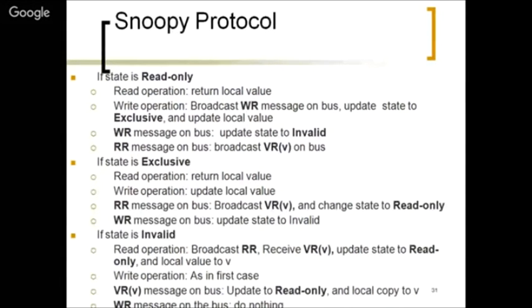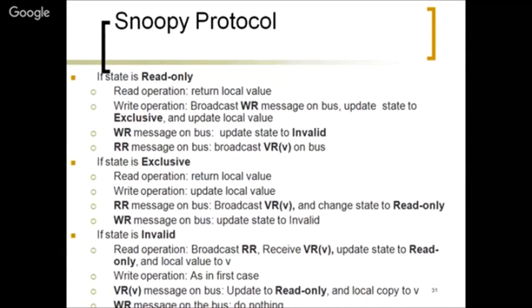But if my state is already invalid and I want to do a read operation, then again I will broadcast an RR message on the bus, and it should be responded to by the value response. If I want to write, as in the first case, if you are in the invalid mode, you can't write. You have to switch yourself to the read only mode, then you can write. VR messages on the bus have to update accordingly, and if you are writing, you can write on the bus accordingly. So there are three states we generally design in the Snoopy protocol.